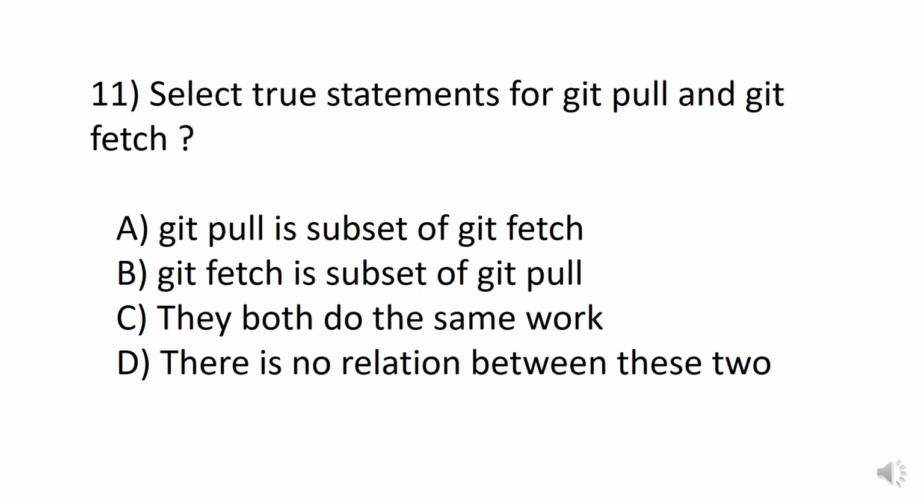Select true statements for git pull and git fetch. So there are four options. Git pull is a subset of git fetch. Git fetch is a subset of git pull. They both do the same work. There is no relation between these two. So we can select the second option. Git fetch is a subset of git pull, because git fetch works as a subset of whatever git pull does.